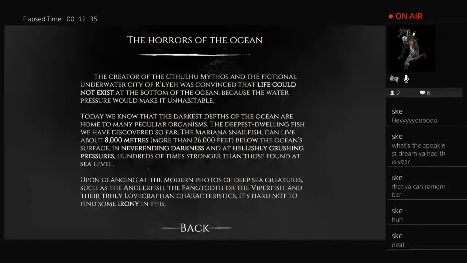The creator of Cthulhu, the Cthulhu mythos and the fictional underwater city of R'lyeh was convinced that life could not exist at the bottom of the ocean because the water pressure would make it uninhabitable. Today, we know the darkest depths of the ocean are penis. God damn it! I let you do one thing, Josh! What? Oh no.